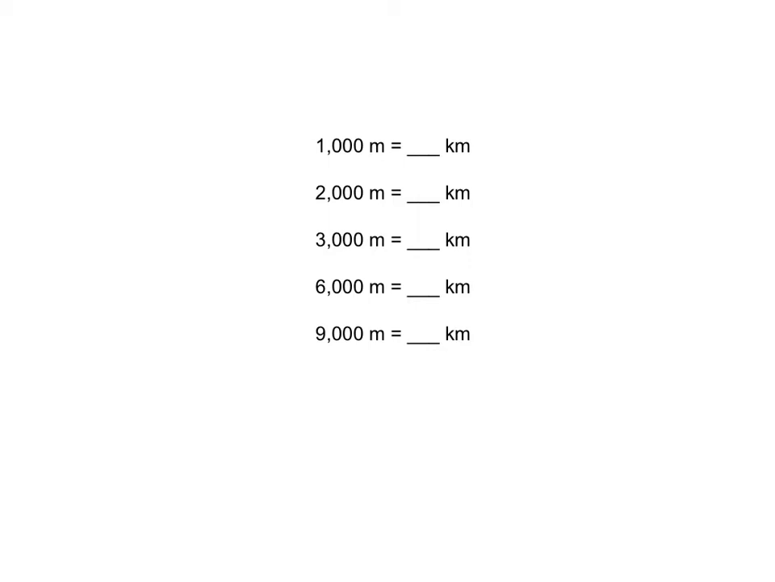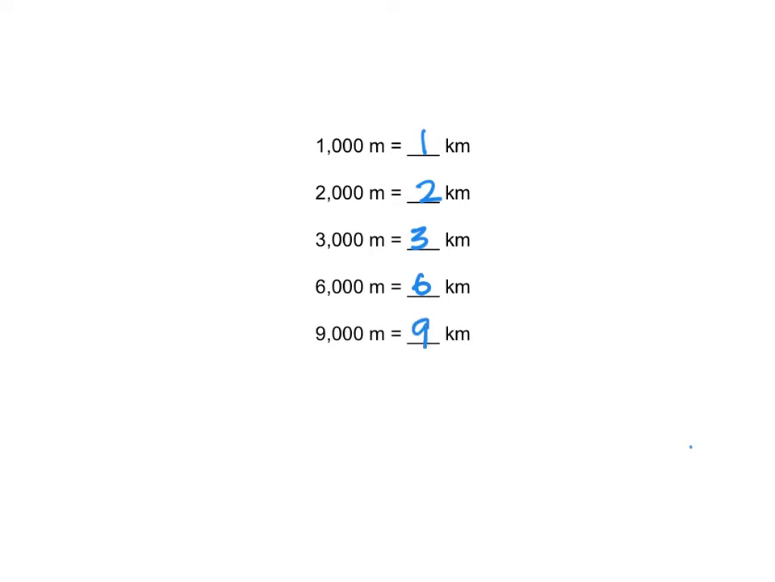So we have 1,000 meters, and we're going to compare them to kilometers. I call them kilometers, and some people call them kilometers. I noticed that on the video yesterday she called them kilometers, but I will call them kilometers. 1,000 meters equal 1 kilometer. So 2,000 meters would equal 2 kilometers. 3,000 meters would equal 3 kilometers. 6,000 meters will equal 6 kilometers. 9,000 meters would equal 9 kilometers.